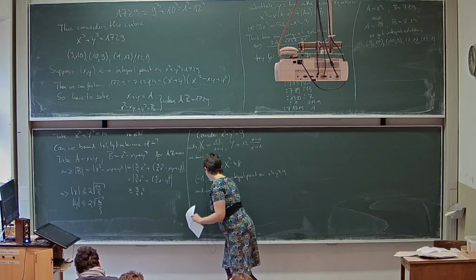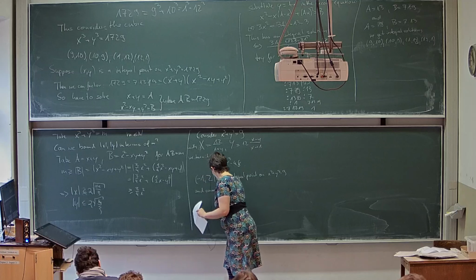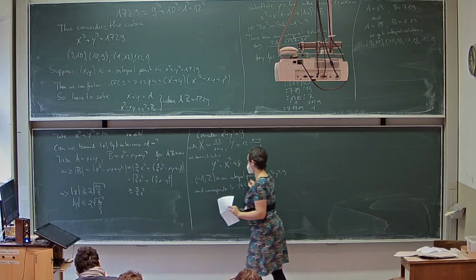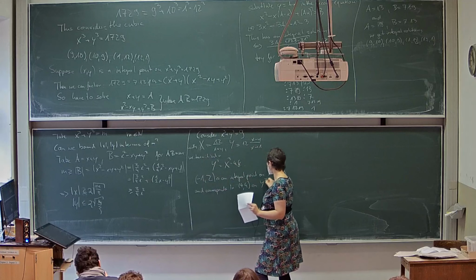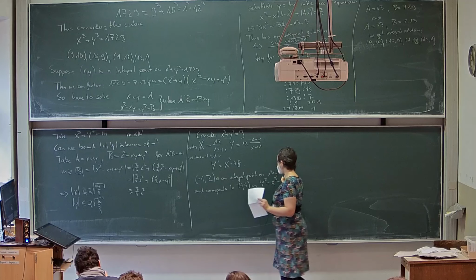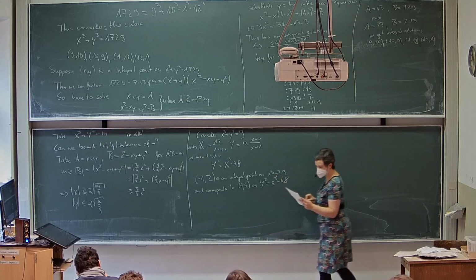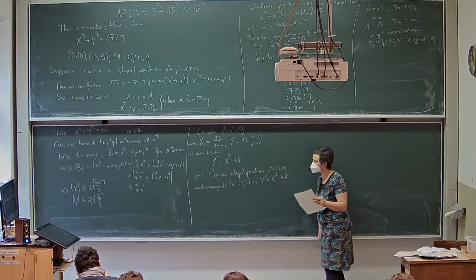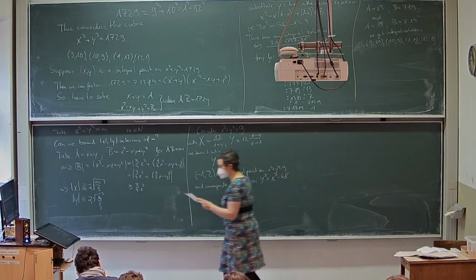And it corresponds to 4, 4 on y squared is equal to x cubed minus 48. And now we just compute some multiples of it.